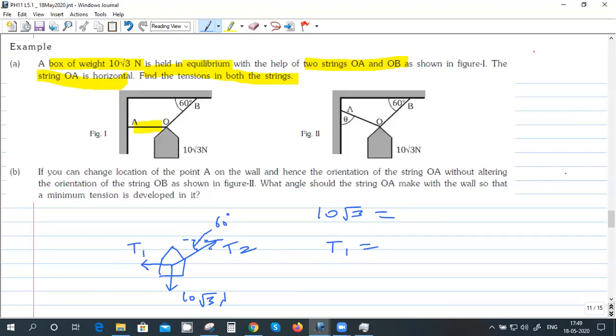You know how to resolve a vector, no? If there is a vector A and this angle is theta, I can split it into two components. One is this horizontal component AX, another one is the vertical component AY. So what is AX equal to? A cos theta. The adjacent side is cos theta. And this is A sin theta.